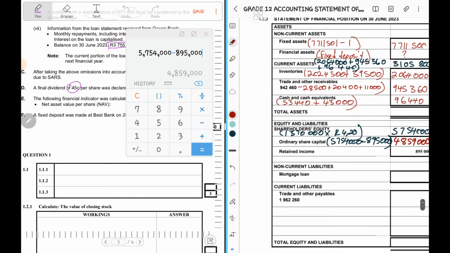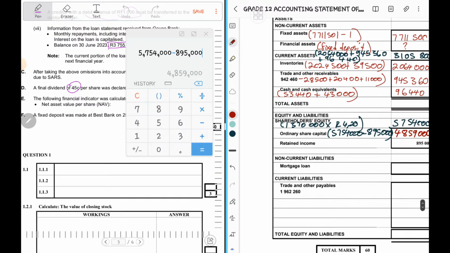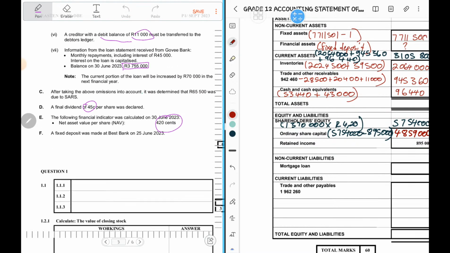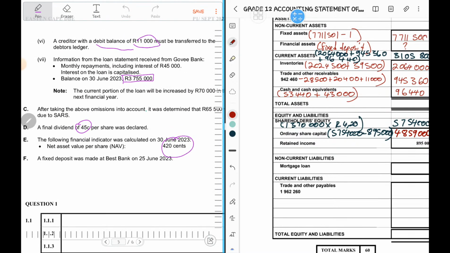Okay, then next up it will be the mortgage on loan. Remember, with loan we have to consider the balance at the end based on the loan statement, then we subtract the current portion of loan. So the balance at the end, according to the loan statement, this is the correct balance.